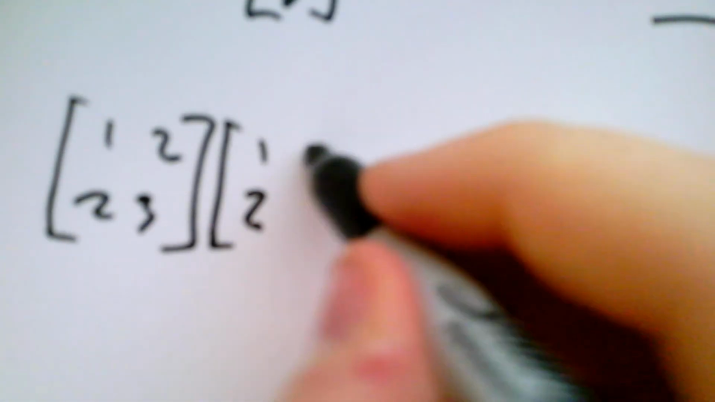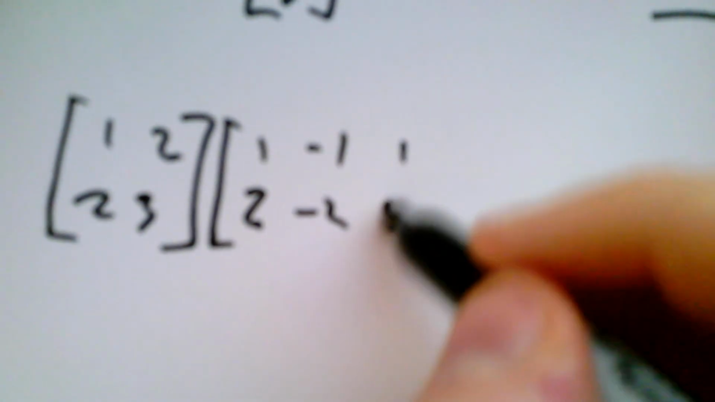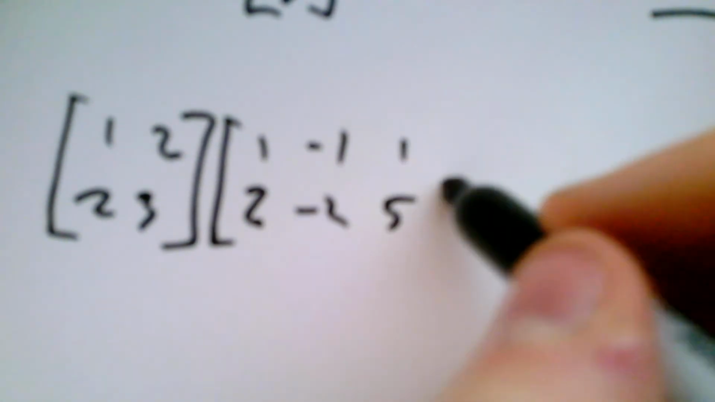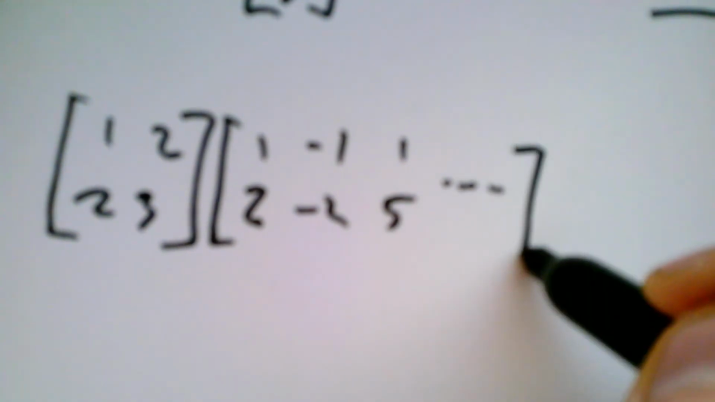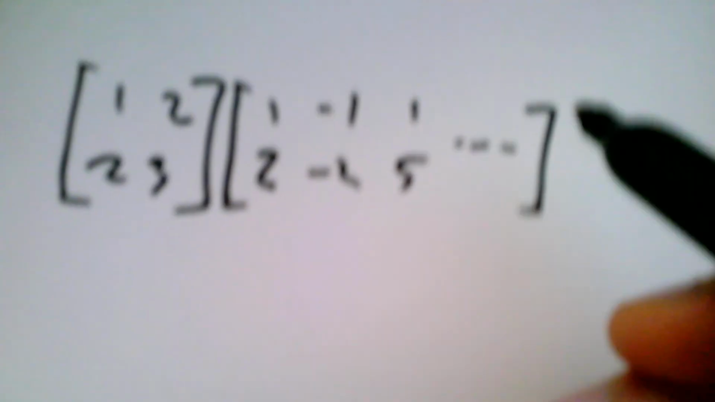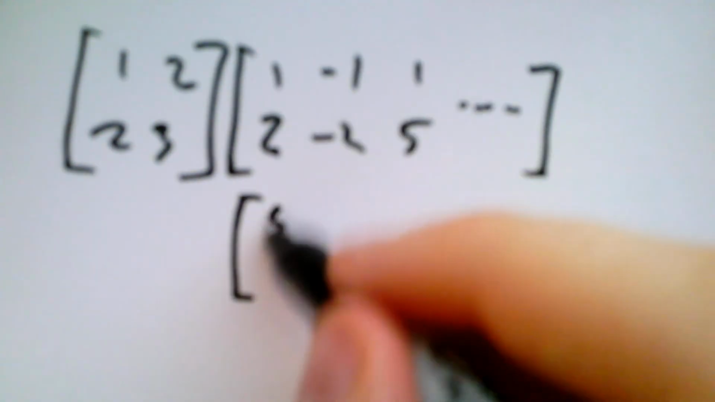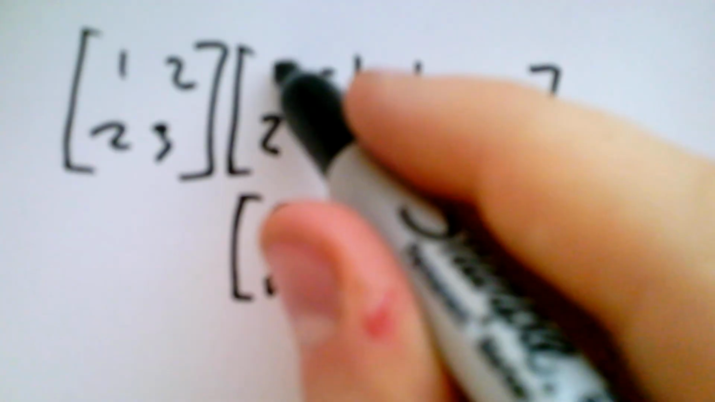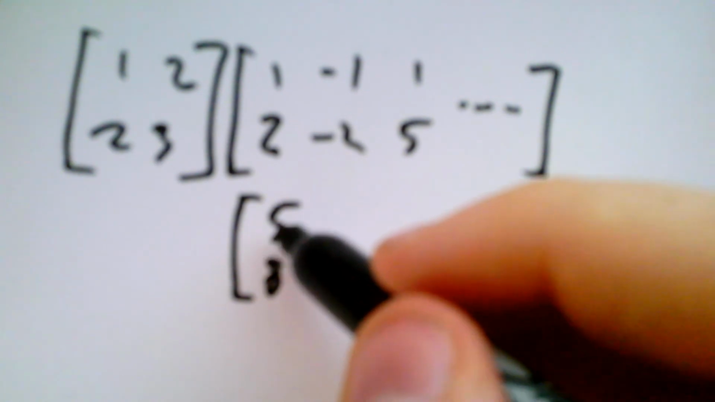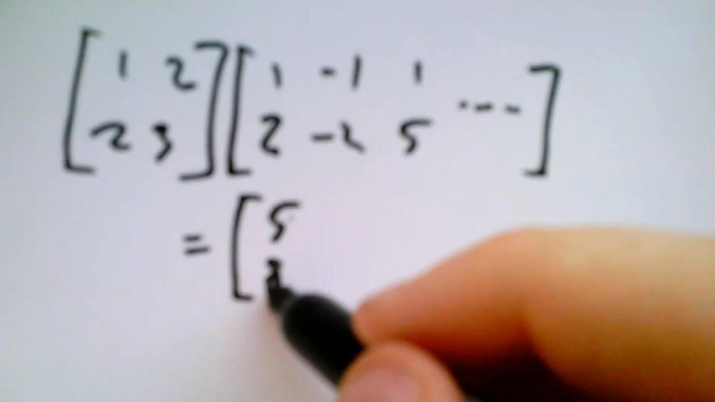Here's the point 1, 2. I can put another point -1, -2, and I can put another point 1, 5, and I can list all of the points that I need, and multiply by this matrix, and what's going to happen is I'm going to get a new matrix where this will be 5, 8, because the first point was 1, 2, so the first point in the product is going to be 5, 8.